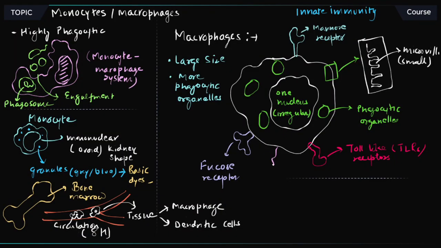Next is the scavenger receptor, let me write it down, scavenger receptor. This is the receptor that binds with modified self and also microbial molecules. So that is also present on the surface.